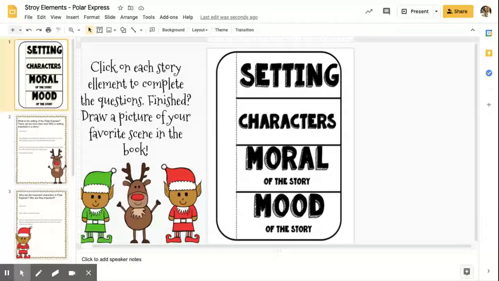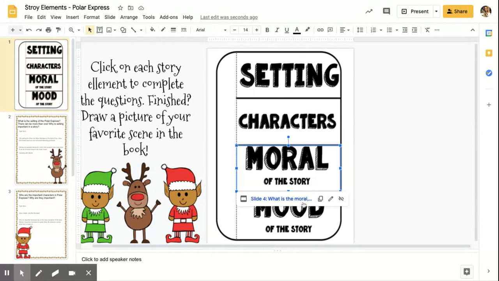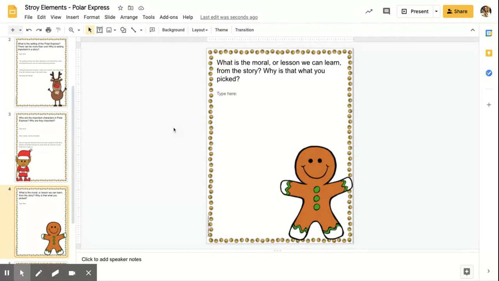This is what lesson did the character learn, or what lesson can we as readers learn from our story? Every author, when they're writing a fictional story, they're wanting us to take away something from it. They want us to learn a lesson from it. And so the moral of the story is, what can we learn? What's that lesson that the author wanted us to learn.